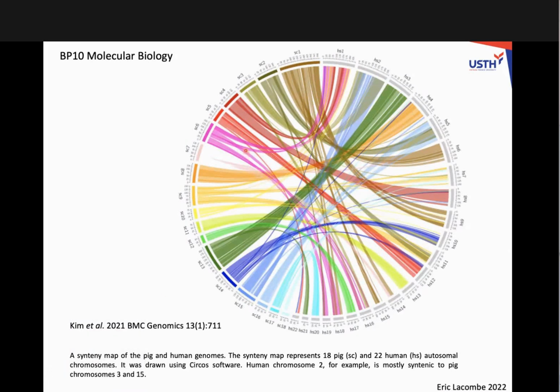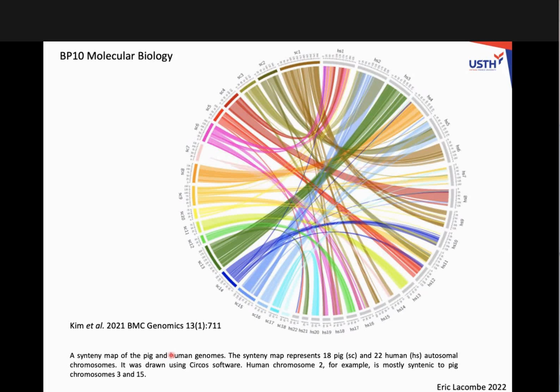Okay, so here is the best way to represent the synteny relationship between two species. I will explain. It's extracted from a paper published in BMC Genomics in early 2021, last year, and it's the synteny map of pig and human genomes. Okay, so we are in a situation where both of them are mammals.